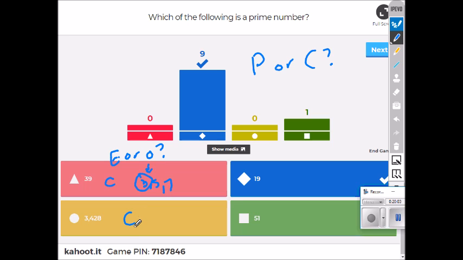How do you know that right away, Braden? It ends in an even number. We know that all even numbers are divisible by 2. Therefore, they cannot be prime unless it's 2 or 0, of course. Good. Okay. 51, we say, is it even or odd?